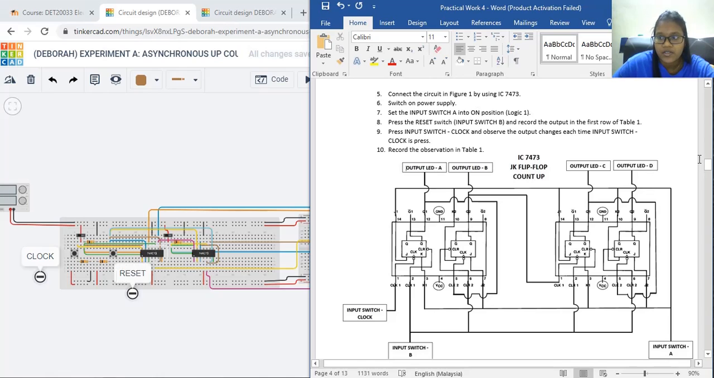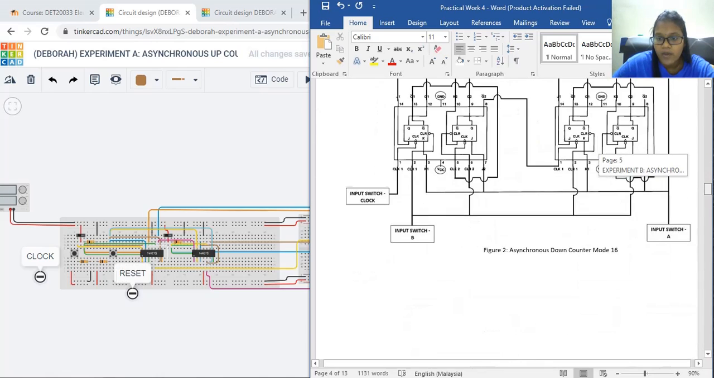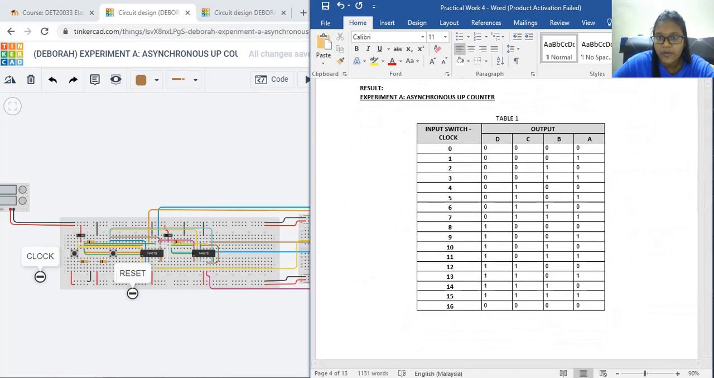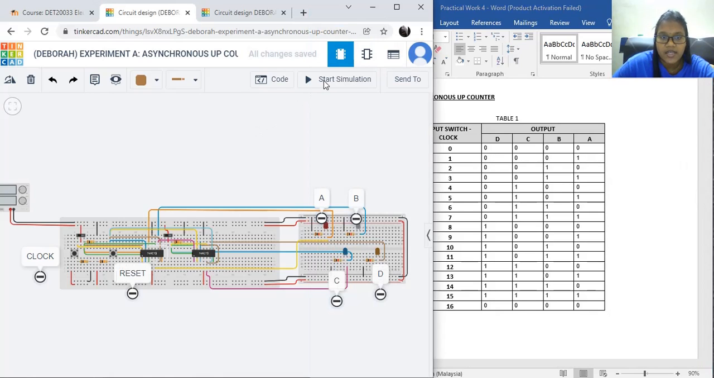So I'm going to show my output table for experiment A, the asynchronous up counter. I'm going to start the simulation first. Okay, before that, I'm going to explain about the asynchronous up counter. For this, the clock will increase step by step, so it will keep rotating: 0, 1, 2, 3, like that. So it will increase. Okay, so I have started the simulation.